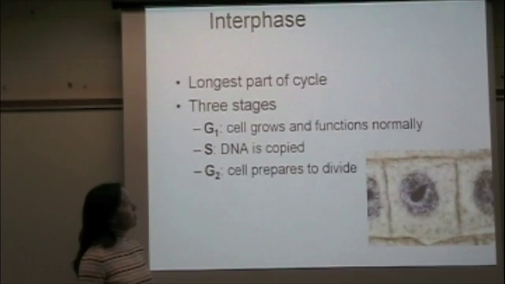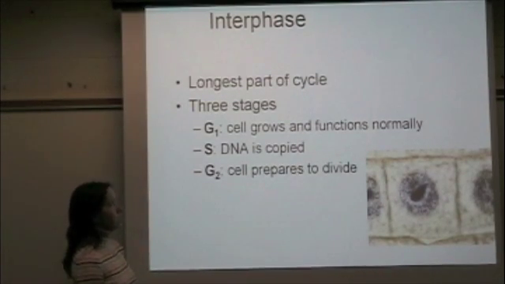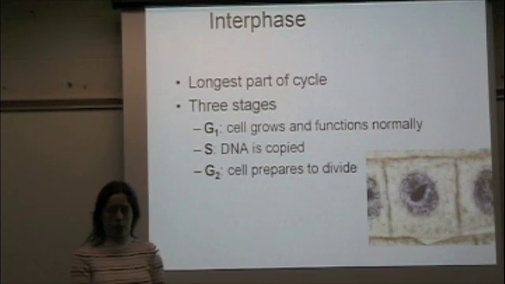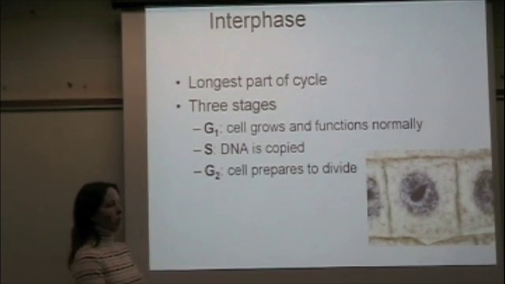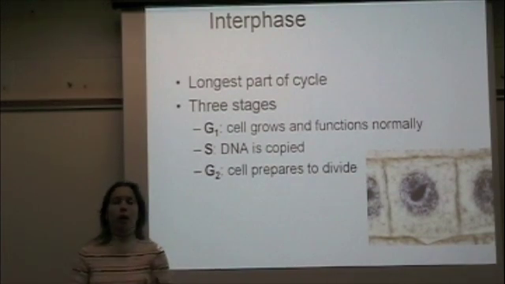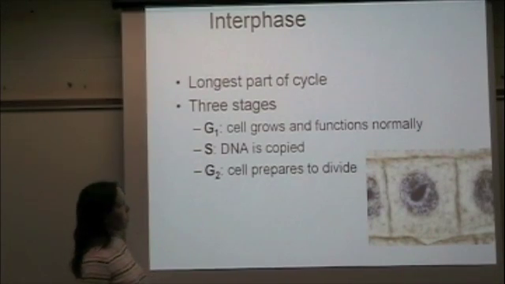As I said, it's the longest part of the cell cycle. It can take up to about 80 or 90% of the cell cycle. And during interphase, the cell is just undergoing normal processes. So it's making proteins, it's making lipids, it's making carbohydrates, it's growing bigger. There's nothing unusual going on during interphase. Interphase is divided into 3 stages.